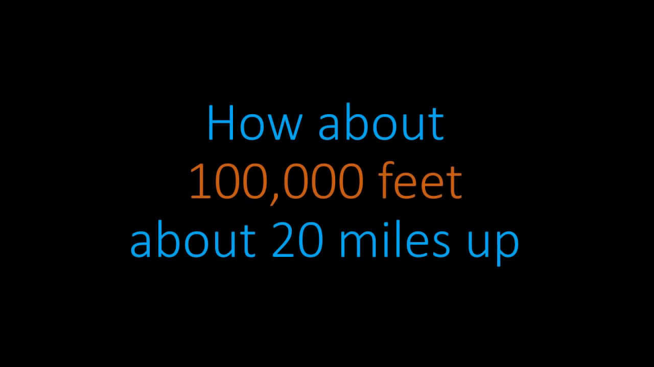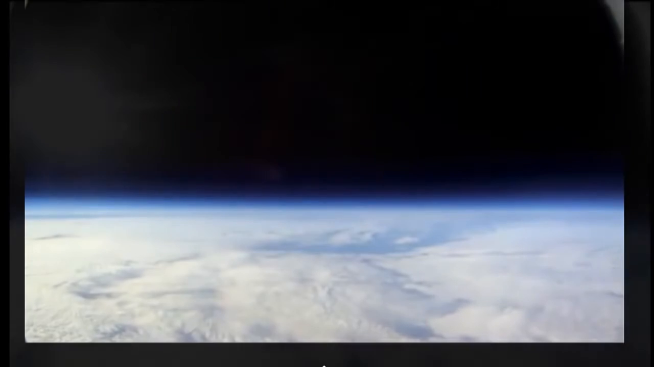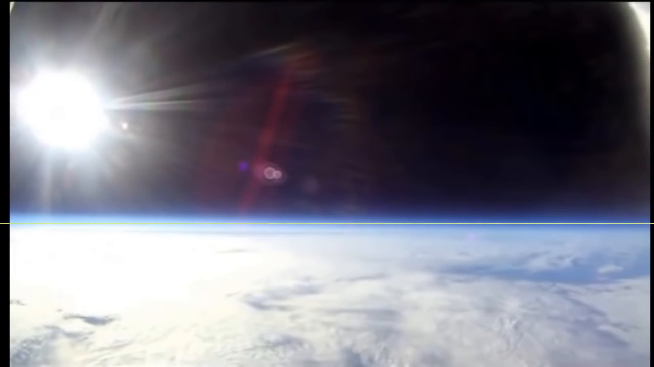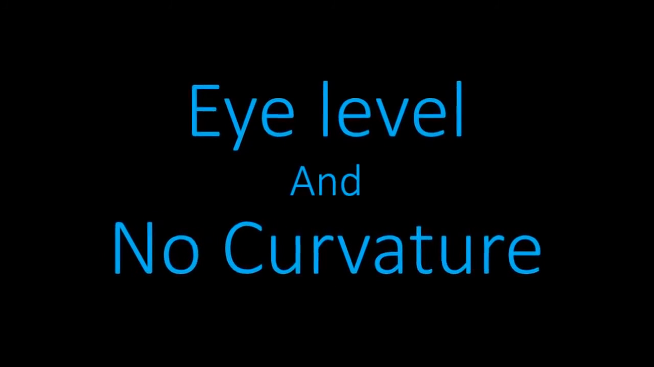Well, let's not stop at 30 to 38,000 feet. Let's go all the way up to 100 or 120,000 feet. These are a few stills from amateur weather balloon footage. Apparently no fisheye lens. And you can see it's a flat, straight horizon. And if you've been paying attention, you know what that straight line means. That's right, you guessed it. Eye level and no curvature.